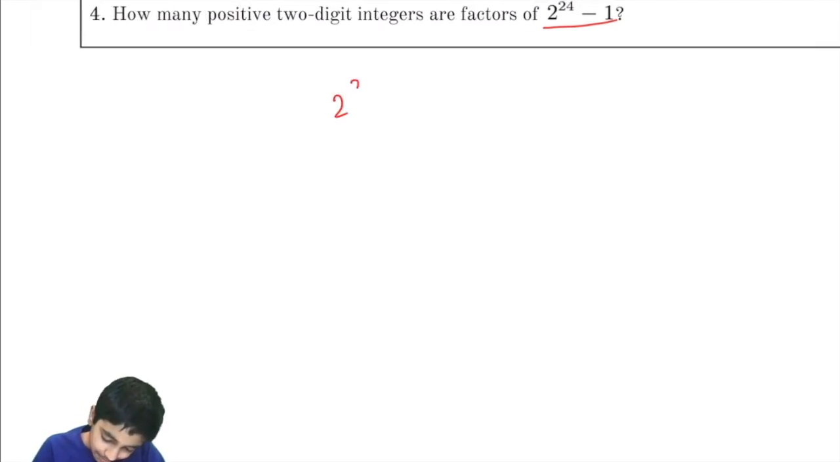2 to the 24 minus 1 will be, well, what does this really remind you of? Is there any way we can somehow factorize it before we multiply it out and do a bunch of long computation? Well, notice that 2 to the 24 minus 1. Does this remind you of any factorizations that we learned in class 2 from the AMC 10?